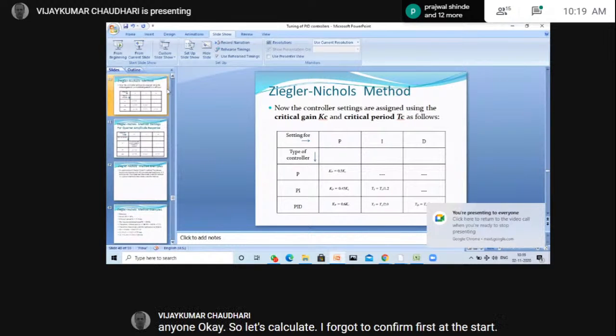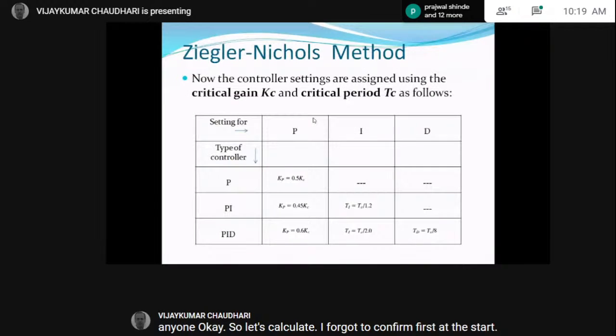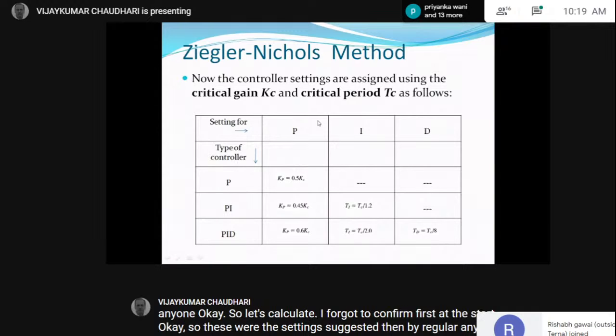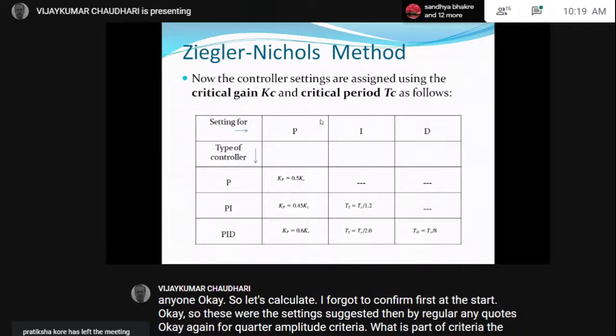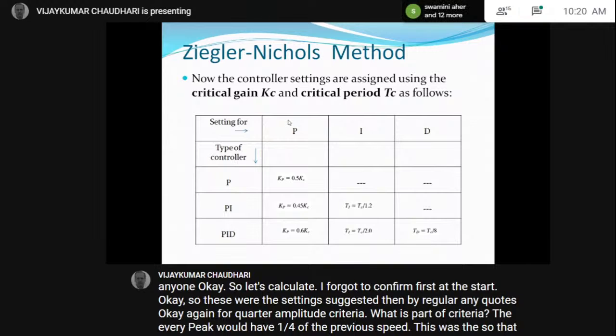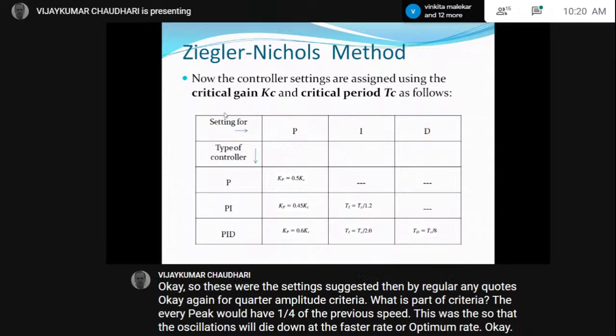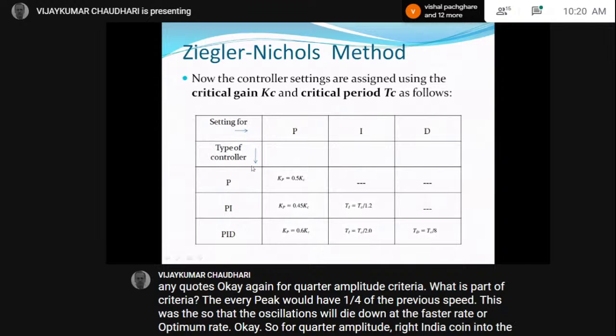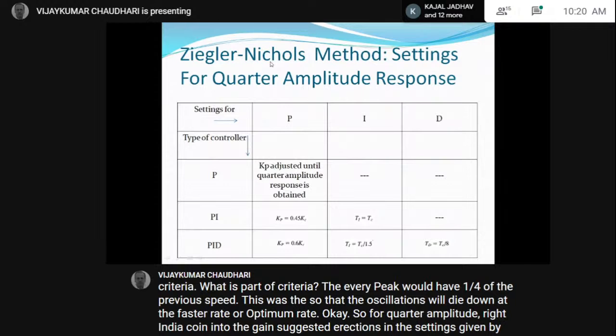So these were the settings suggested by Ziegler and Nichols. Again, for quarter amplitude criteria, what is quarter amplitude criteria? Every peak should have amplitude 1/4 of the previous peak, so that the oscillations will die down at the faster or optimum rate. For quarter amplitude criteria, Cohen and Coon suggested some corrections in the settings given by Ziegler and Nichols, and those are like this.